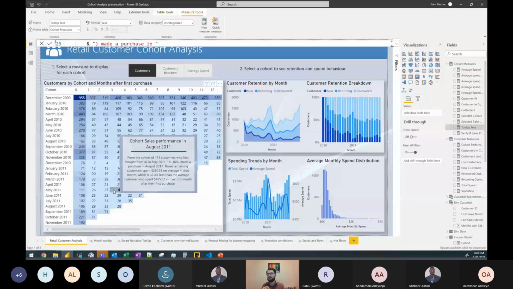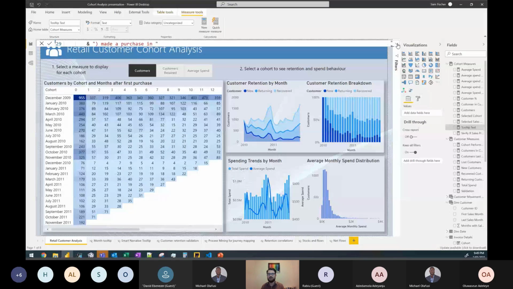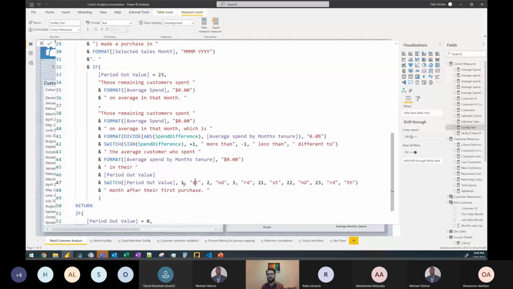So being able to write out that it was their third month rather than say month 3 just flows a lot better. So you can actually use Power BI to determine what suffix to add to that. If you're dealing with the first month, you want to add in the number 1, which is the period out value, and then append an ST to that. Second month, an ND, third, RD, and then according to these rules, you'll just add these in, and if it's anything else, it will add a TH.